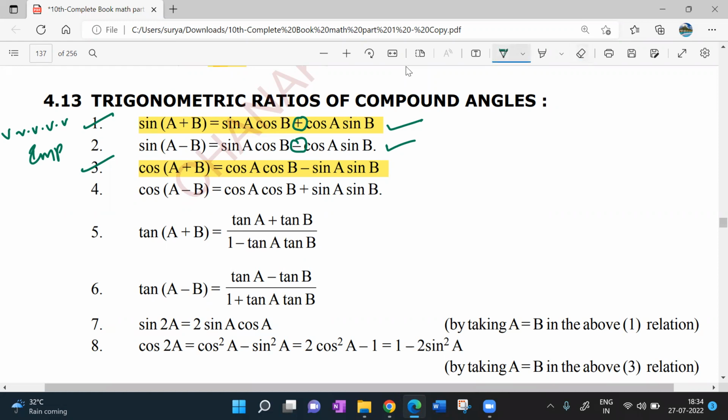Other functions will behave in one way, and the cos x function behaves separately in a different way. So that is what makes cos x a very special function. Why it is special, I'll tell you everything. Don't worry about that.